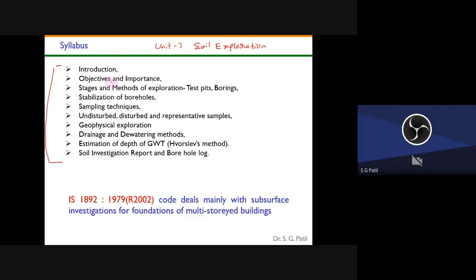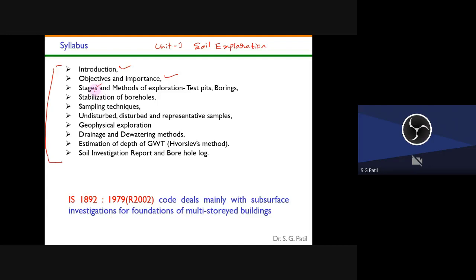First, I will briefly introduce the soil exploration concept. Then we'll see some objectives and importance of this topic, that is soil exploration, and then we'll see what are the different stages and methods of exploration. Before carrying out the soil exploration, how can we plan? What are the different stages?